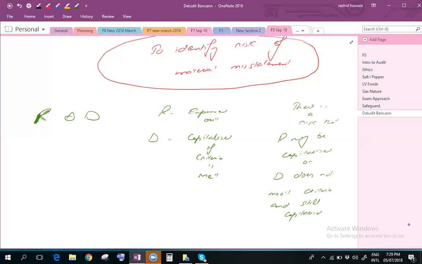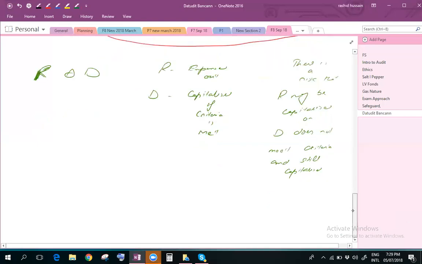Research and development. So what you have done over here is that you have brought the accounting treatment in your mind, and at the planning stage you are just being skeptical. You are just being critical that, okay, maybe they have not accounted for the research and development correctly, and they may have capitalized the research and they may have capitalized the development even if the criteria is not met.